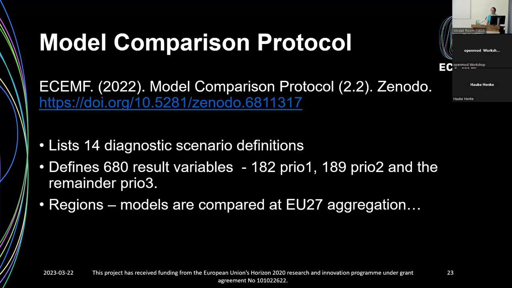This has a huge number of result variables, which we then subdivided into different categories. There are 182 prio one, or priority one, variables which every modeling team needs to report on. What quickly became apparent is that not every model can report on the different variables. As you can see on the slide, there are also different region aggregations and differences. So immediately it's a complete mess. Some models report this, some don't. Some models have different region aggregations. Some include Turkey in their definition of Europe, some don't. Some have EU27 plus UK, and it all becomes very complicated quite quickly. But that's a really useful insight as well.